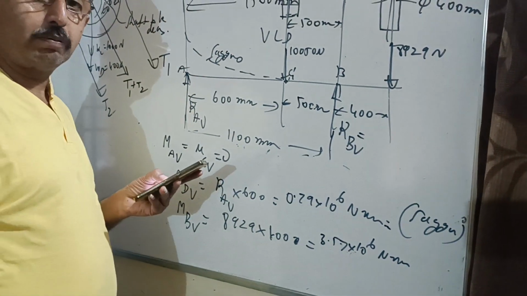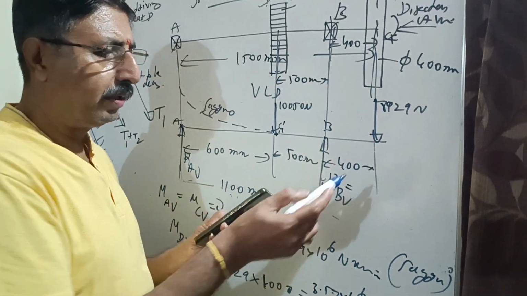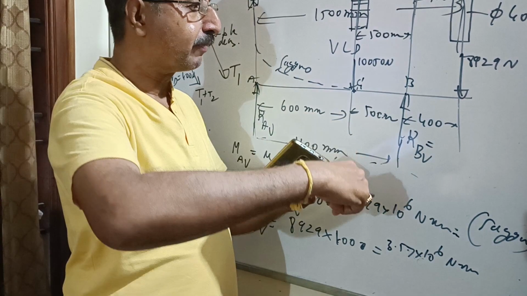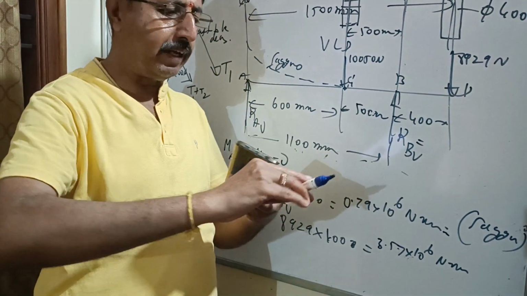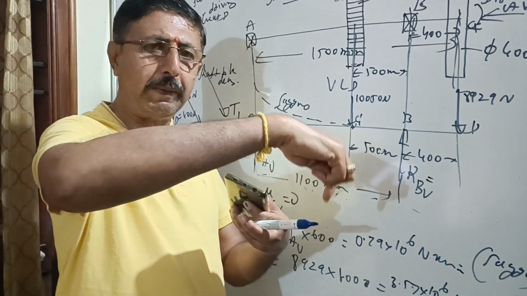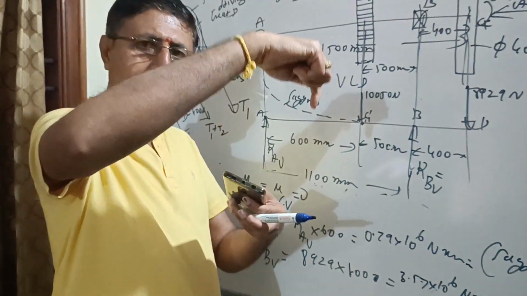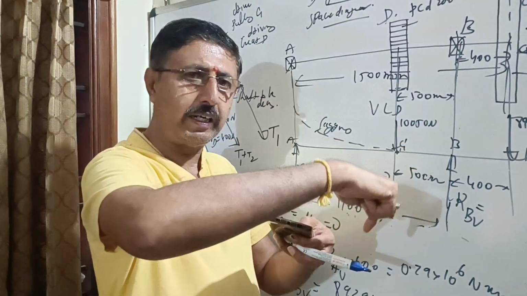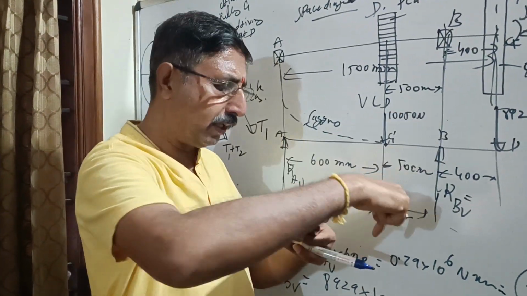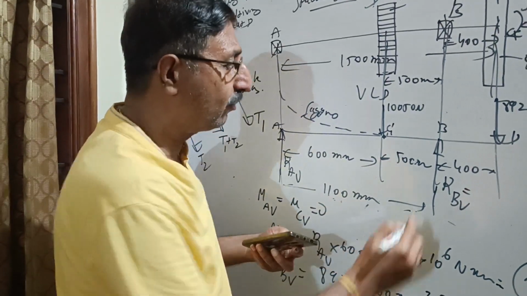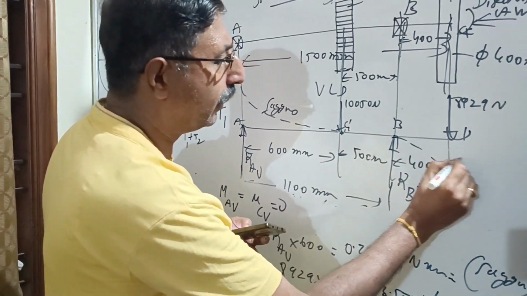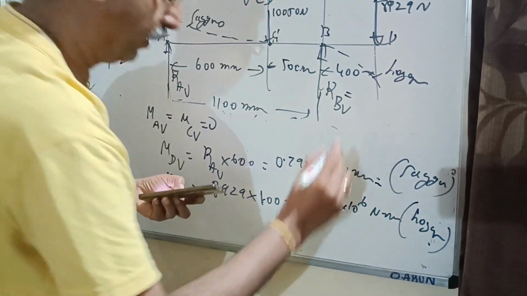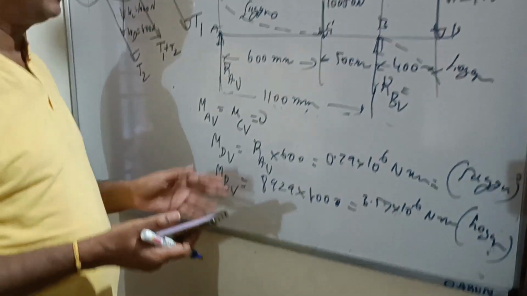Now what is the direction of that moment? It is hogging, because we are applying force in this direction. This is point D. Now we are applying force 8,929 Newton like this, in this direction, so it will bend like this. Because of that force of 8,929 Newton at point D, the shaft will bend in this direction. It is hogging. So let us call it hogging. Now I have found the bending moment at each loading point.